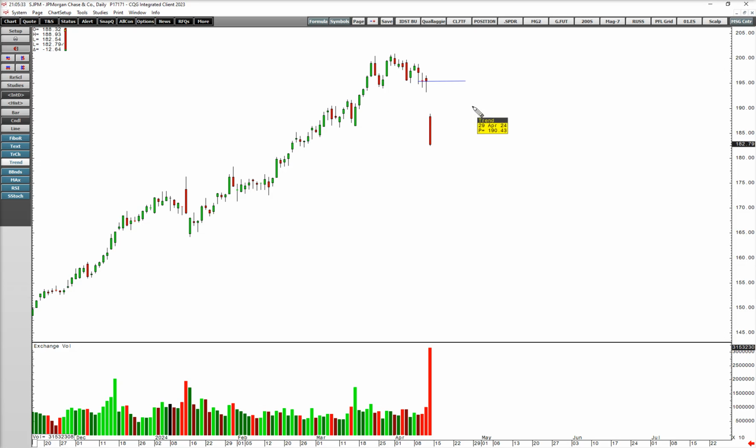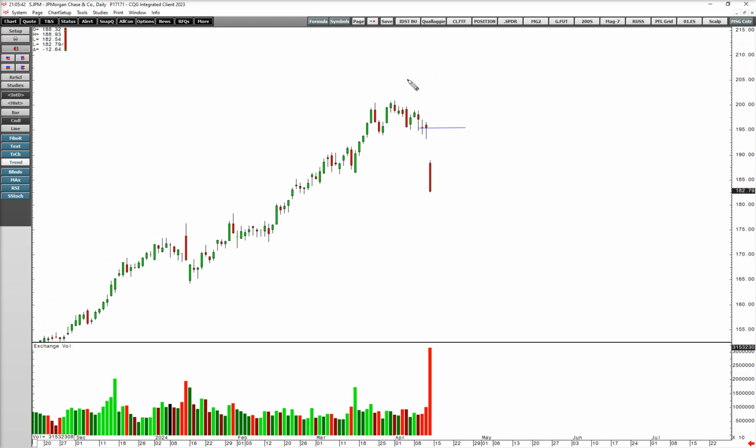So that straddle was $6.68. And that means the options market expected that there could be a jump to 202.11, which is roughly here. 202.17, close enough. Or there could be a drop to 188.75.